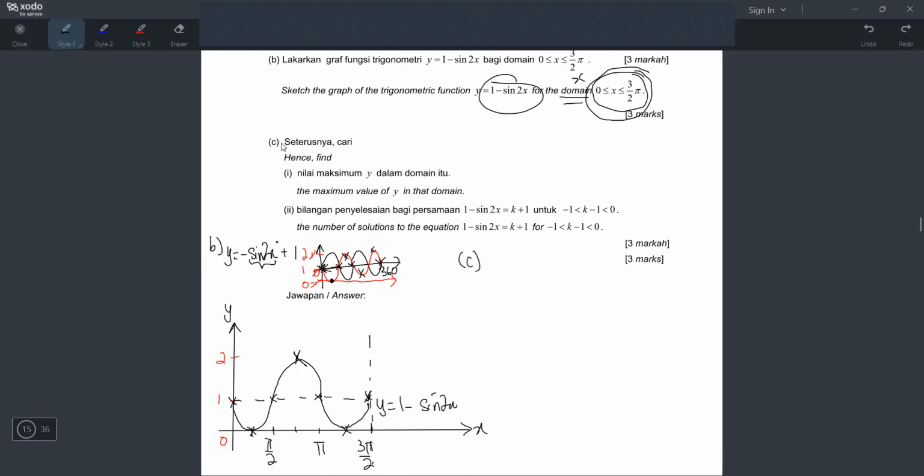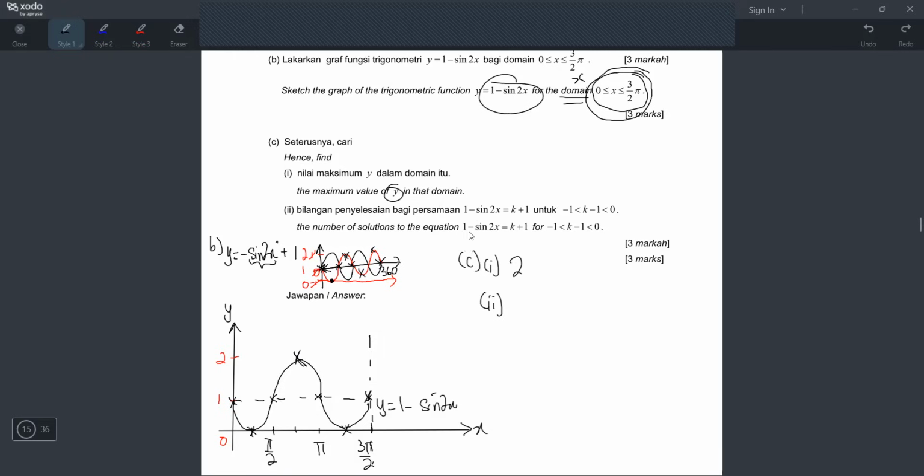Now we can move on to C. Hence, find number one, the maximum value of y in that domain. So within this domain, what is the maximum value? Maximum value of y means I have to look at the y-axis, the highest point, which is this point. But don't read the x-axis, read the y-axis. So 2 is the answer, right? Okay, let's go to number 2.